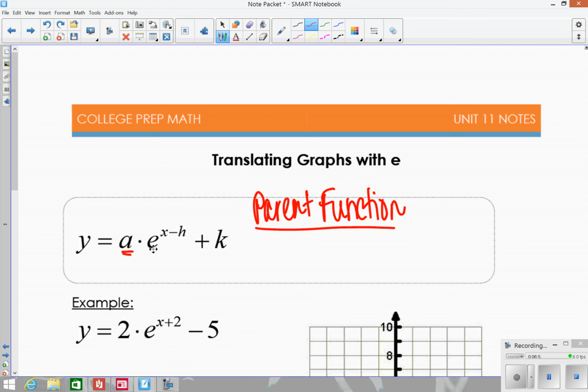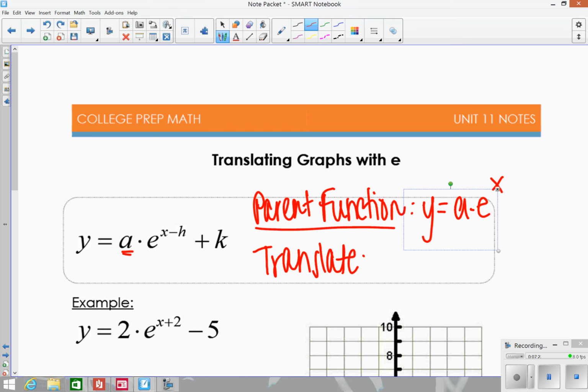So the a is going to be the number that's going to change, and we're going to include that in our parent function because we don't want to have to worry about multiplying and thinking of it as a vertical stretch or shrink. So the easiest thing is just to keep a with the parent function, and then from there we'll do the translation. So we're going to always translate using the h and the k value, and h is always going to be the opposite of what you think.